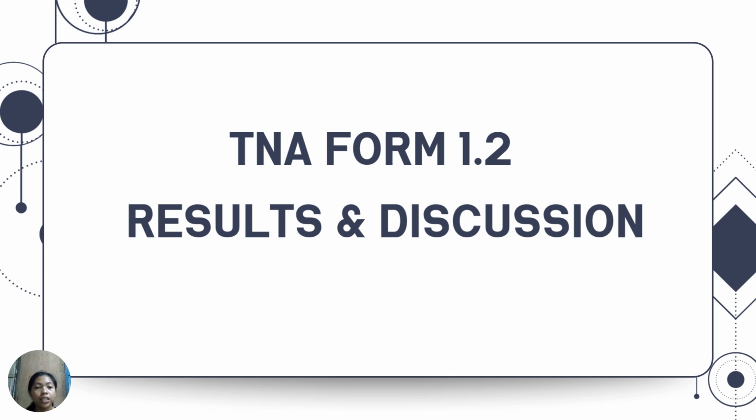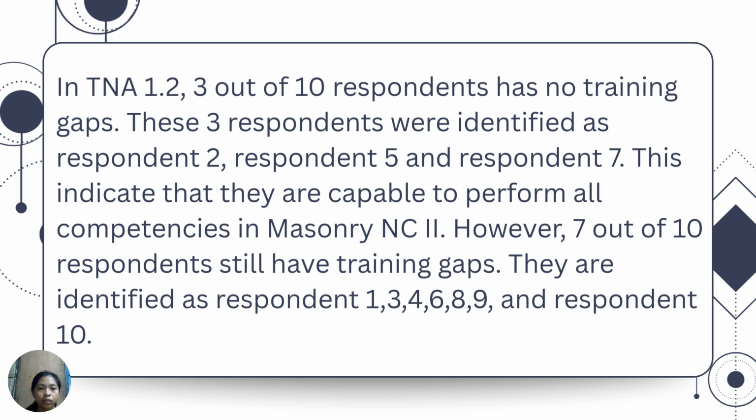So we come now to the TNA Form 1.2 results and discussion. In TNA 1.2, 3 out of 10 respondents have no training gaps. These 3 respondents were identified as respondent number 2, respondent number 5, and respondent number 7. This indicates that they are capable to perform all competencies in Masonry NC2.